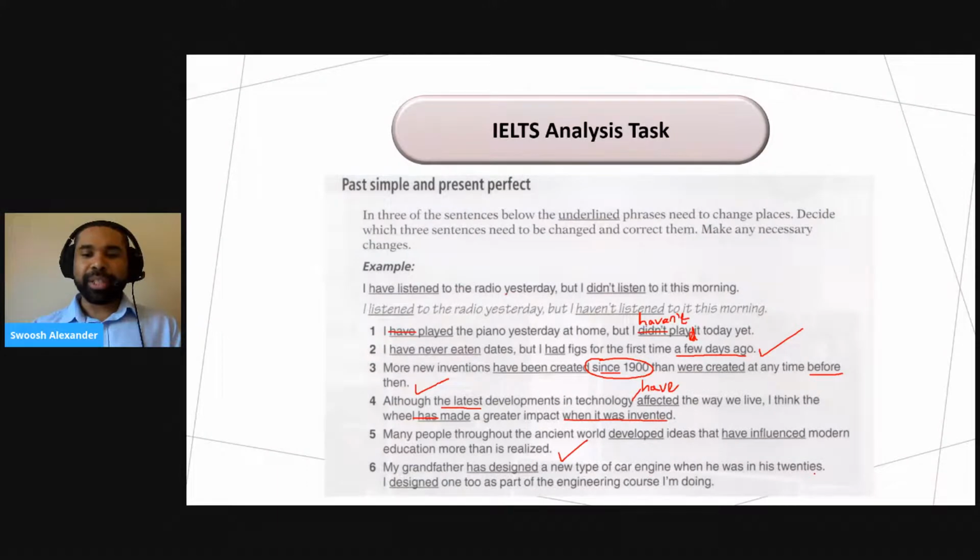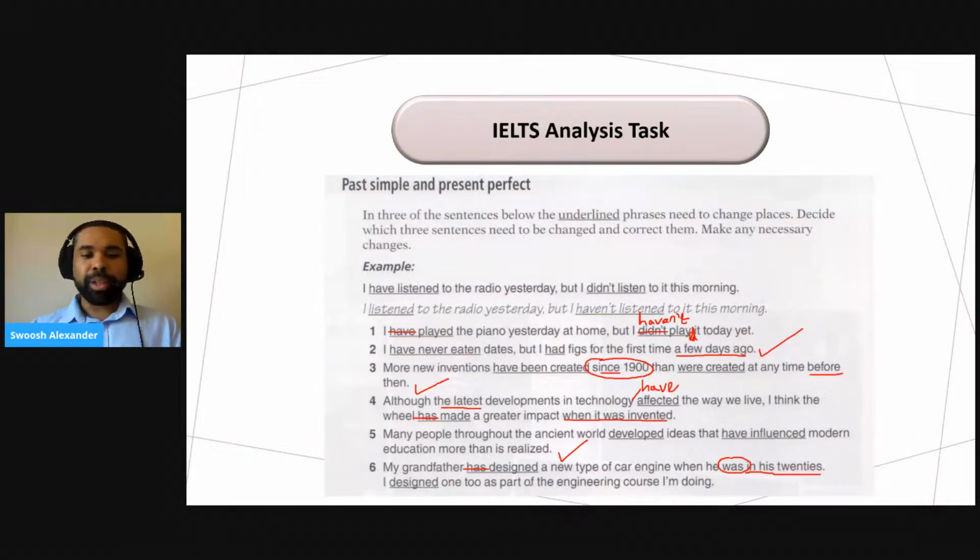Well, if he's a grandfather, it's impossible for him to be in his 20s now, so it must be the past. It began and ended in the past. He designed a new type of car engine when he was in his 20s. And also you can see it uses the past tense here, the past simple. So we should be consistent and use the past simple for the previous part of the clause as well.